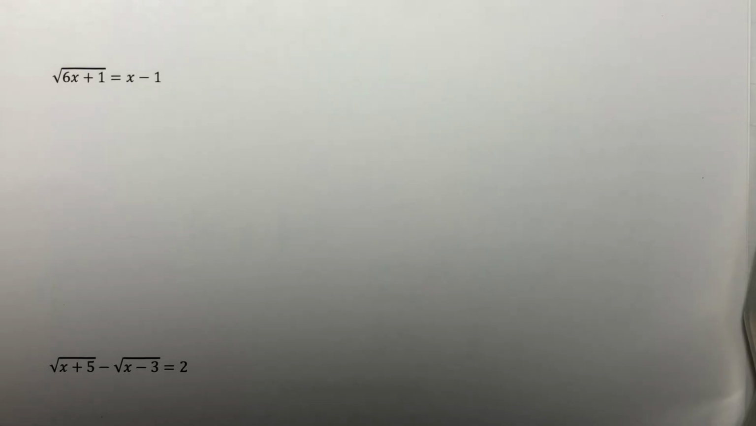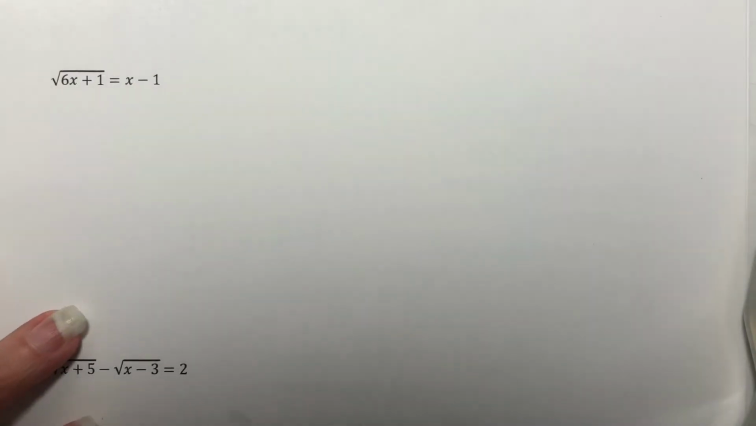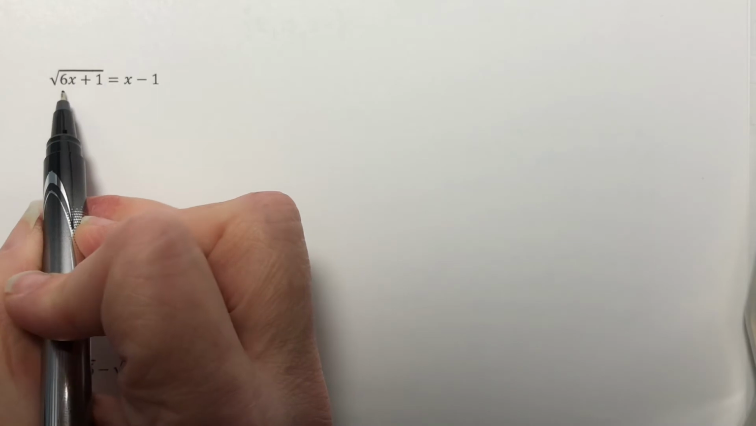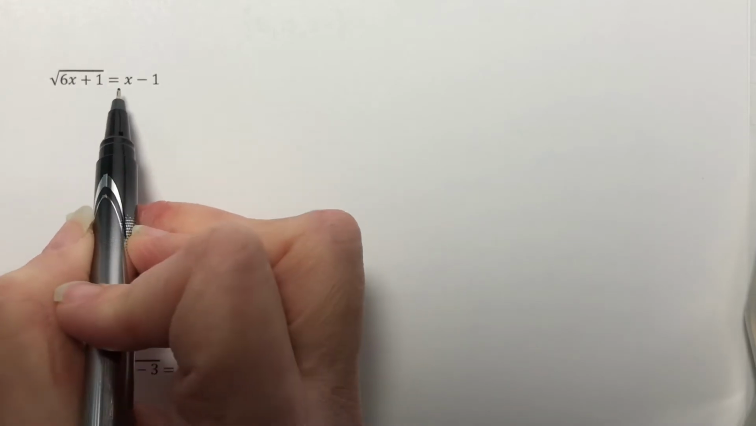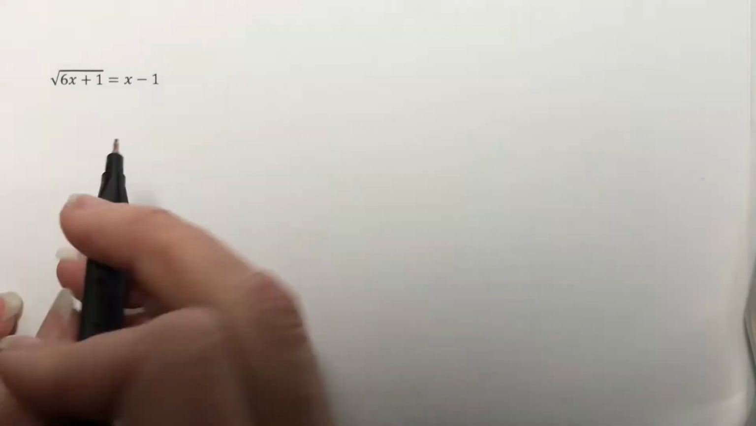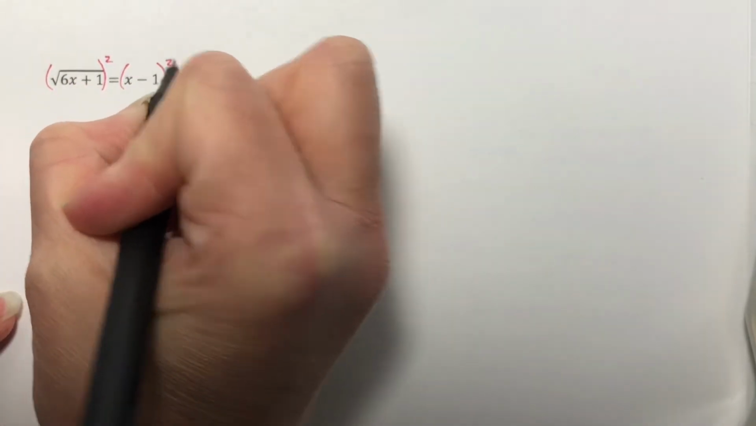This is part 2 of section 1.6. I want to solve the square root of 6x plus 1 equal to x minus 1. The square root is by itself, so square both sides. On the left, I get 6x plus 1.